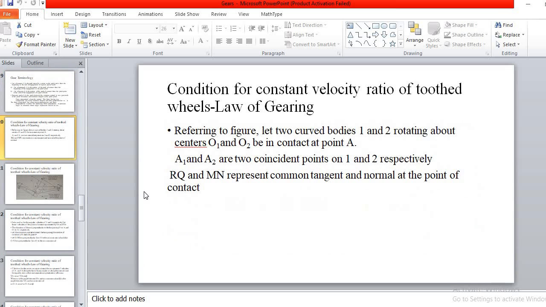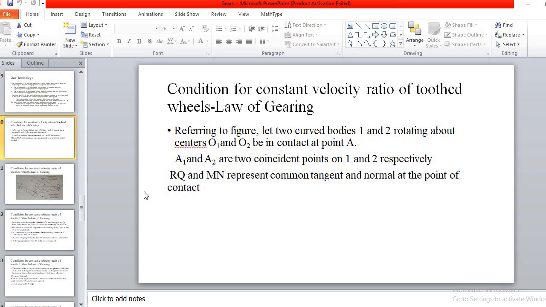Now we shift toward one more important point, the condition for constant velocity ratio of toothed wheels. This is nothing but the law of gearing. As soon as you come to the topic of toothed gears, this point is very essential, and it is the condition for the constant velocity ratio of toothed wheels, also called the law of gearing.